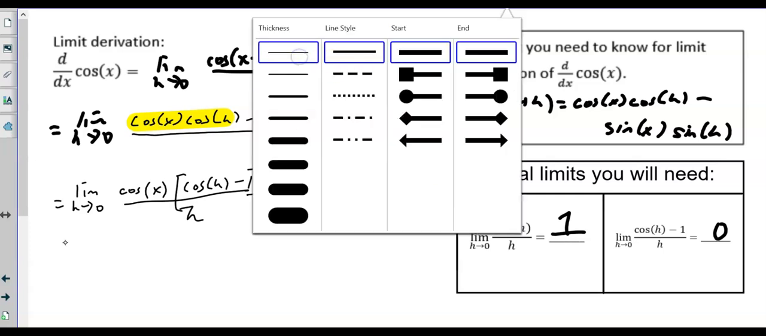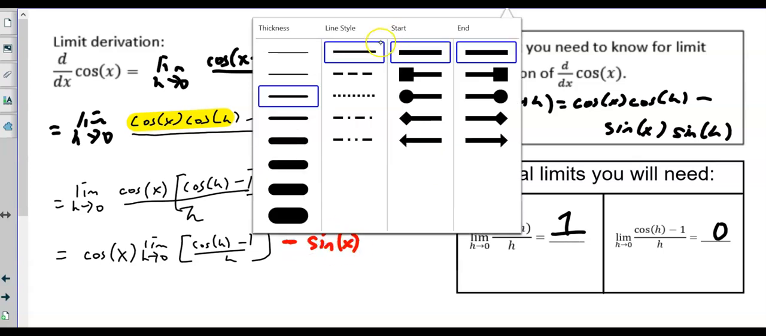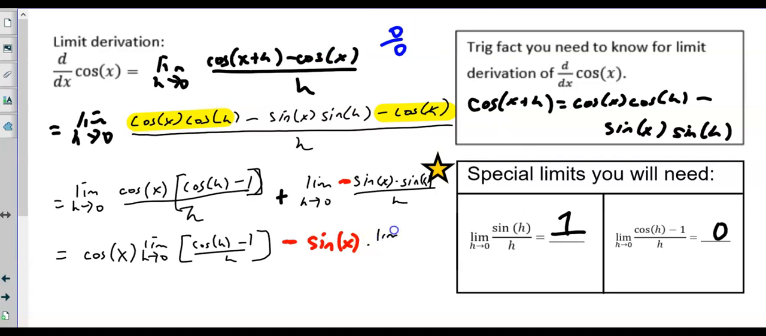Okay, let's keep going. So now I can take the cosine x out because I have x's here. My limit requires h's, so I can take anything with an x out. So I have cosine of x times the limit as h approaches 0 of cosine of h minus 1 over h. Then we have plus. We can take out the sine x. And it should be a minus sine x, so let me just make that little note here. So it should be a minus, not a plus. Minus sine x, and then it's going to be times the limit as h approaches 0 of sine of h over h.